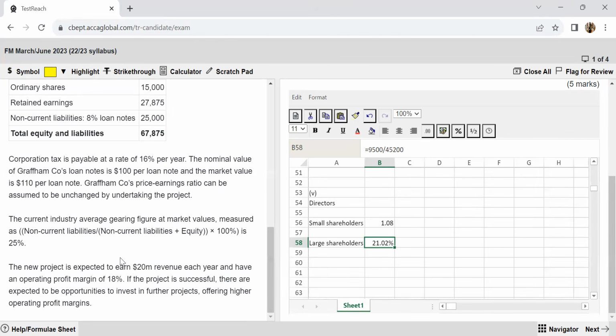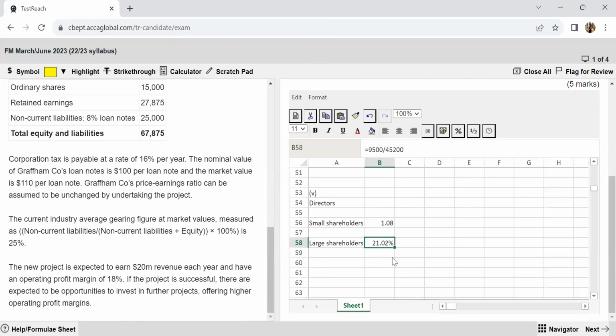So that means this criteria, which is set by the large shareholders, is not being met. Even though the project will result in a positive long-term increase in shareholder wealth, assuming it has a positive NPV, it will also be a gateway for investing in further projects. It's mentioned over here, right? That there are expected to be opportunities to invest in further projects offering higher operating profit margins.